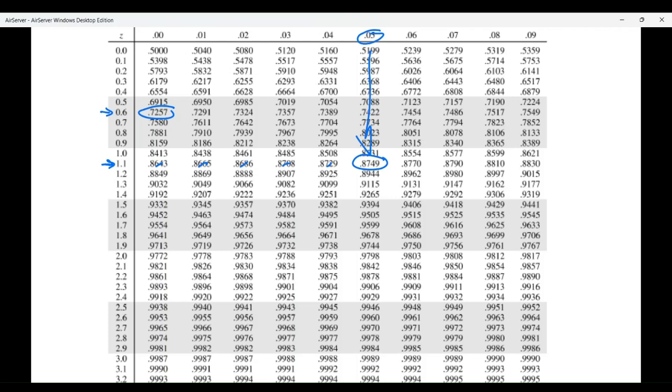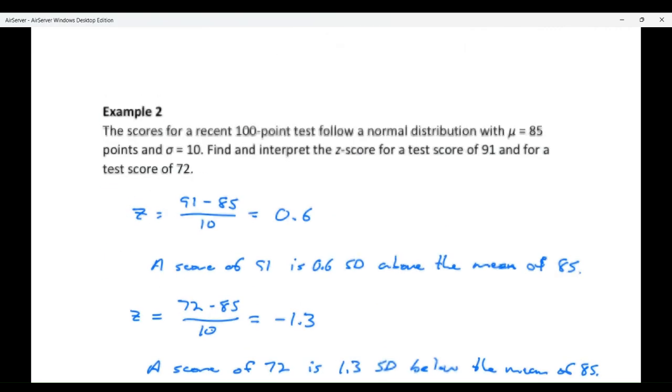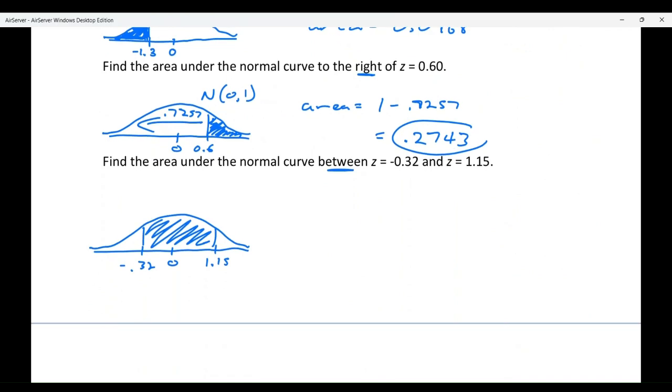Let's talk about how to use these values now to find that area between. So again, keeping in mind that what we just found was area to the left of those values. So the area to the left of 0.32 was 0.3745. And the area to the left of 1.15 was 0.8749. So if I was just finding area to the left of 1.15, right, it's the 0.8749, but I don't want this part. I just want this part.